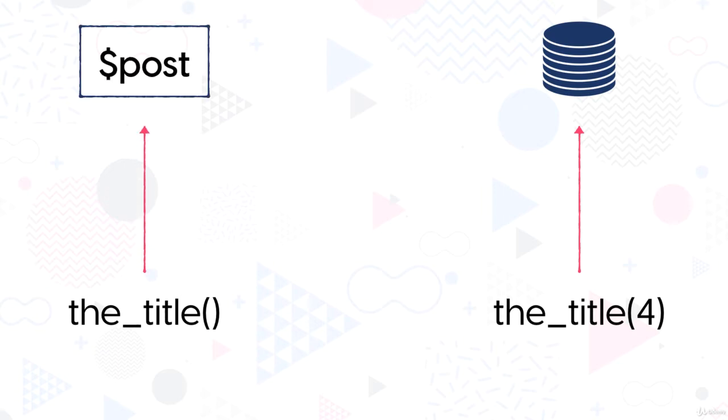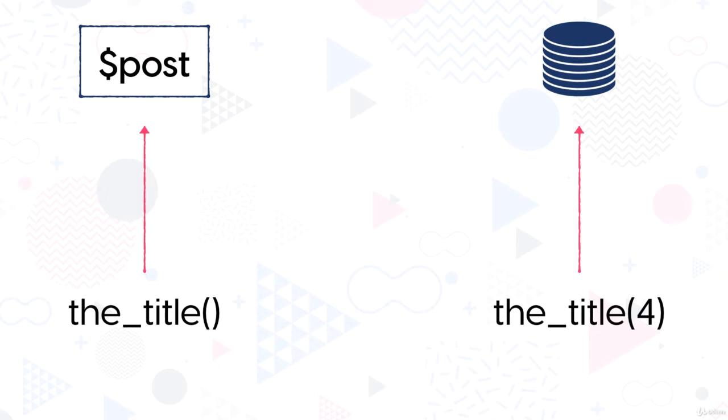So template tags like the title can actually be used outside of the loop, but only if you provide an ID. If you provide an ID, it will go to the database and find the title of a post with an ID 4. If you don't, on the other hand, it will get the title from a global variable called post. And in case you don't know, a global variable in PHP is a variable that can be accessed from any file or even from inside a function.